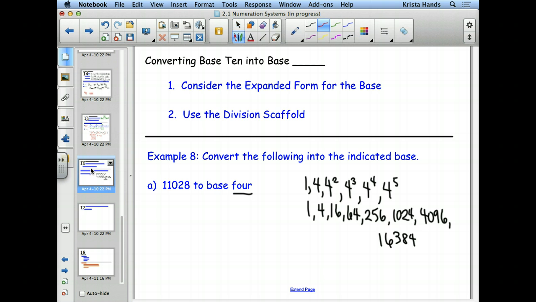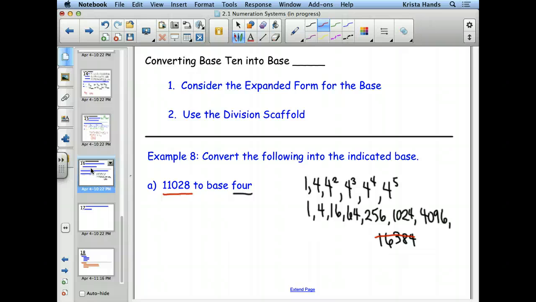Why is 16,000 too big? It's bigger than the number we start with. So we know we can stop this process of doing powers once we've gotten a number that's bigger than the number we're working with. So the numbers that I actually need are the first ones before I got to that 16,000, because they were all smaller than the 11,000 I was given. Is everybody good with where we stop and how we know to stop?